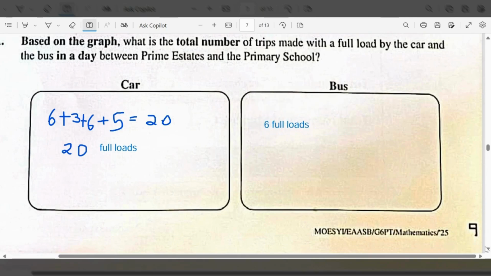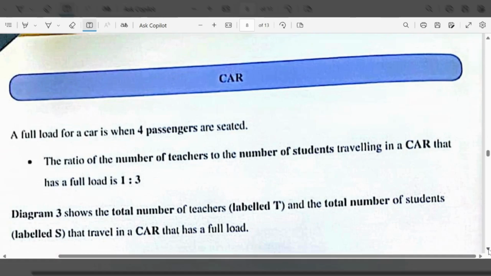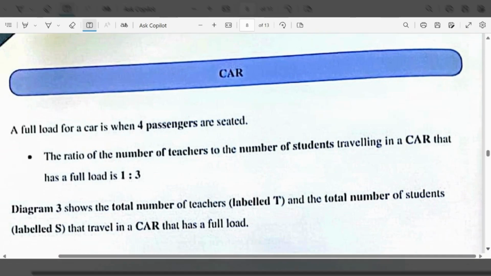In your working out, you should have extended, but for the purpose of the review, I'll just write the answer. So a full load for a car is when 4 passengers are seated, and the ratio of the number of teachers to the number of students traveling in the car that has a full load is 1 to 3.